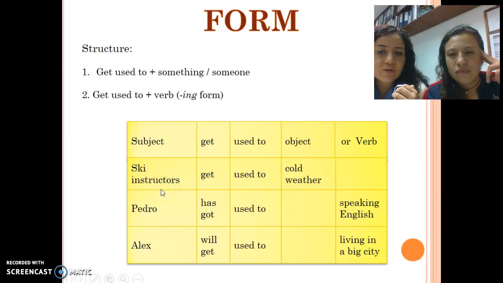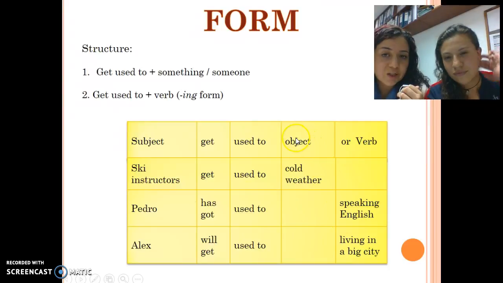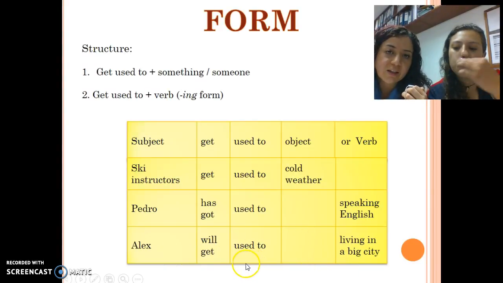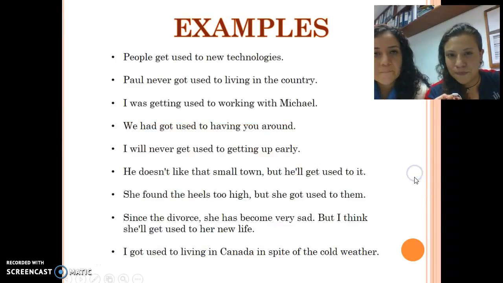All right, so let's see some examples of the structure being formed. Ski instructors get used to cold weather. Yeah. Pedro has got used to speaking English. So we can have either an object, as you see here, or a verb. Alex will get used to living in a big city because he will spend some time and he will finally get accustomed to it. That's it.